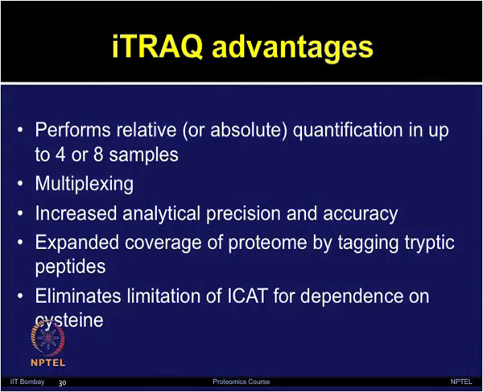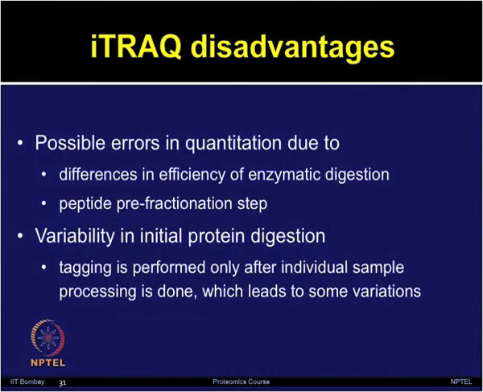It eliminates the limitation of the previously discussed method, ICAT, for dependence on 16 residues, but this method has several disadvantages as well. First of all, there is possibility of errors in the quantification due to the difference in the efficiency of enzymatic digestion, because we are performing that step separately for 4 samples. If you remember, we talked about samples A, B, C and D. Each one of those we treated separately, and if during the tryptic digestion the efficiency was not exact for the digestion process, maybe that could lead to some difference.